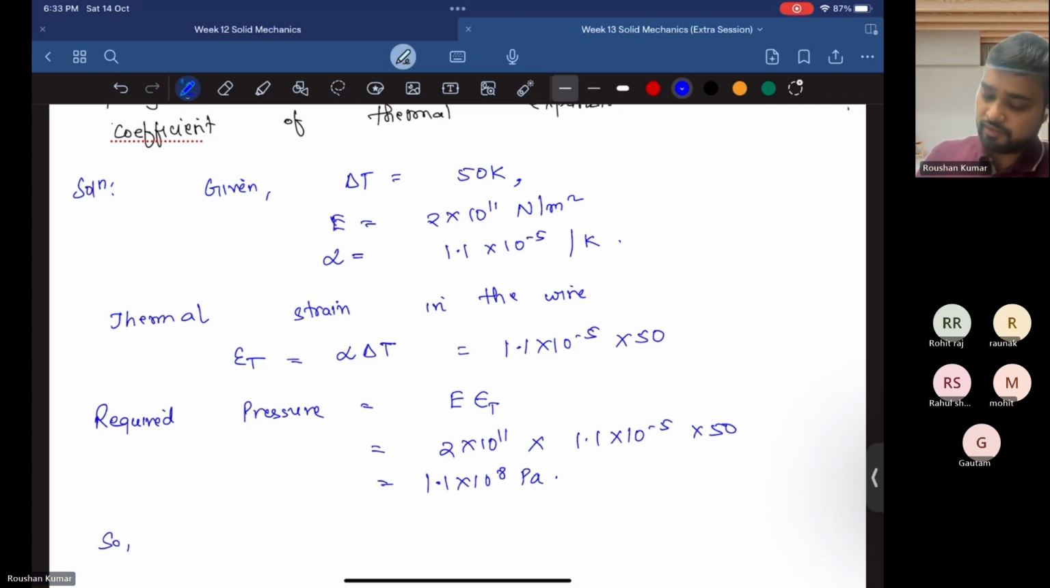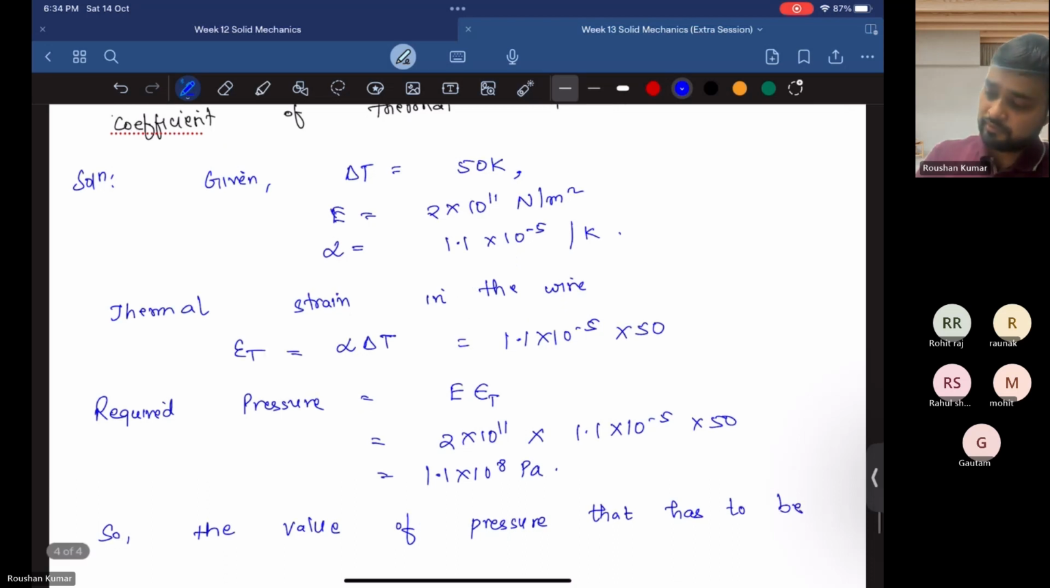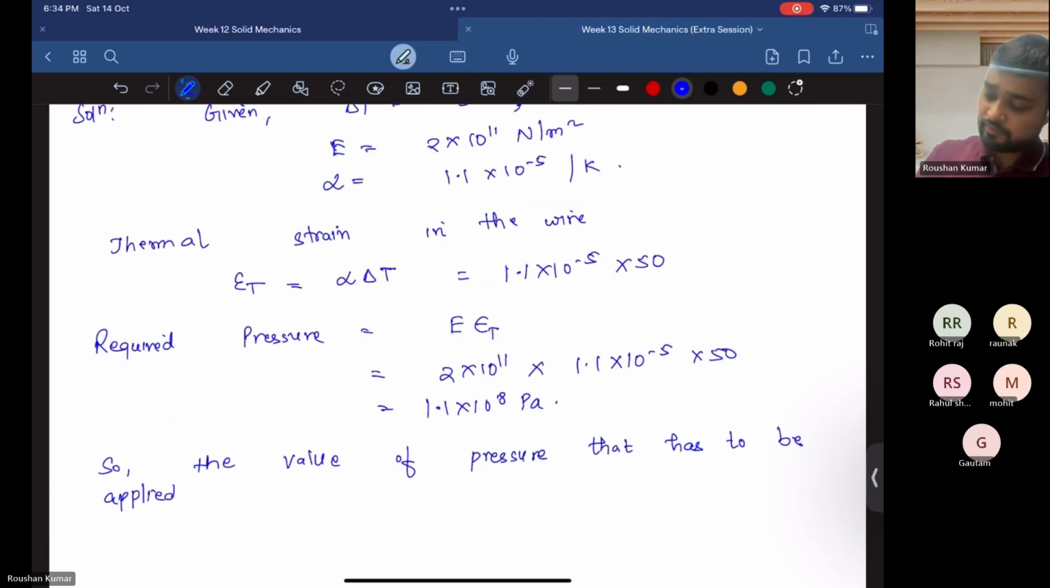So the value of pressure that has to be applied to the ends of a steel wire is 1.1 into 10 to the power 8 Pascal.